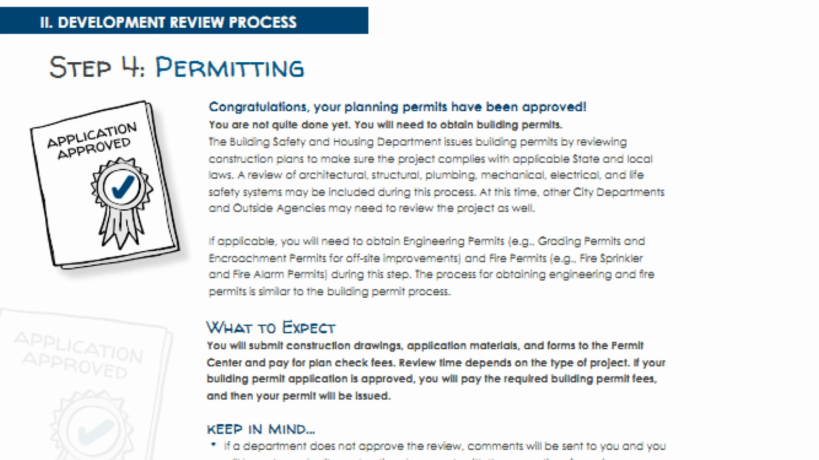What to expect? You will submit construction drawings, application materials, and forms to the permit center and pay for plan check fees. Review time depends on the type of project.